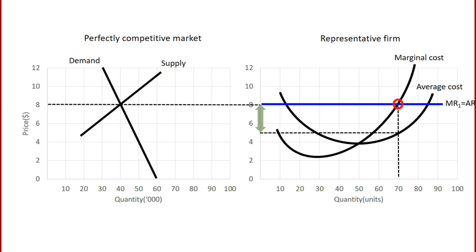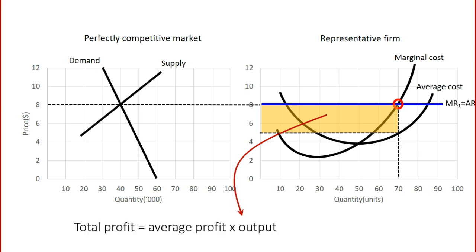To find the total profit, it's just the profit per unit, which we just saw there, $3, multiplied by the number of units, 70. So the profit area is given by this yellow rectangle. We can just do our quick calculation. The total profit is going to be the average profit times the output, or $3 times 70 units. In other words, $210 profit.